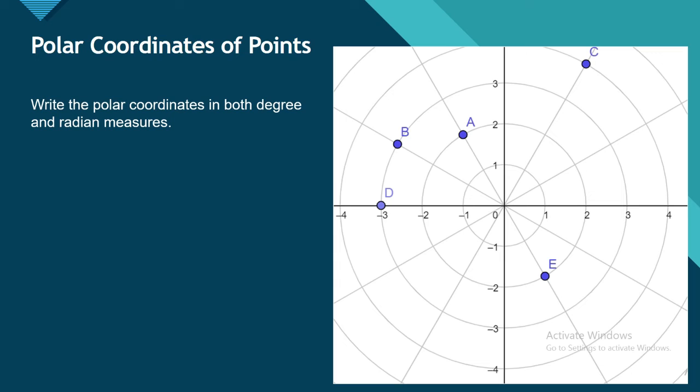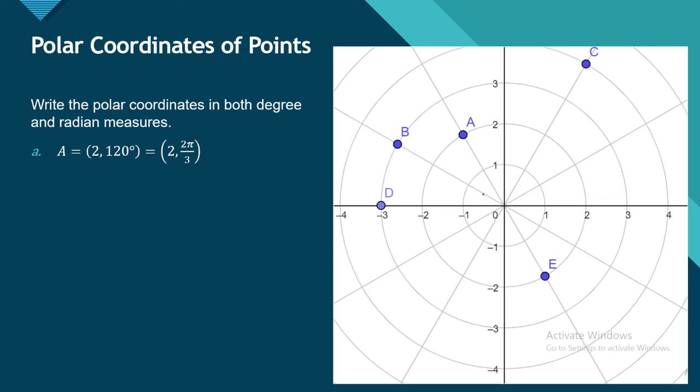Write the polar coordinates in both degree and radian measures. So this time we are given points in our plane. We will write their polar coordinates, both in degree measure and radian measure. Okay, point A. Let's begin with point A. So r is equal to 2. And the degree measure of that is, this is 30 degrees, 60, 90, and so that one is going to be 120 degrees. So A has coordinates 2 and 120 degrees.